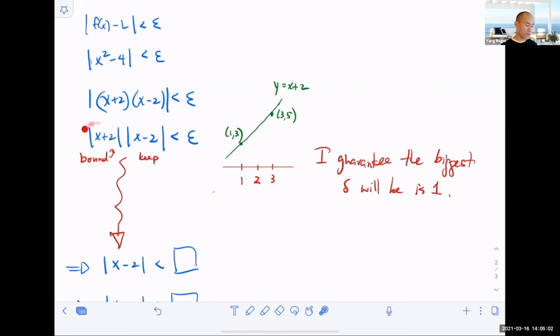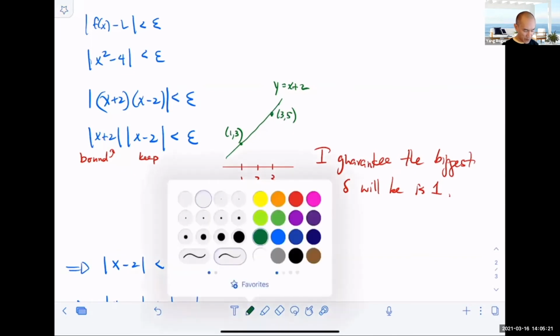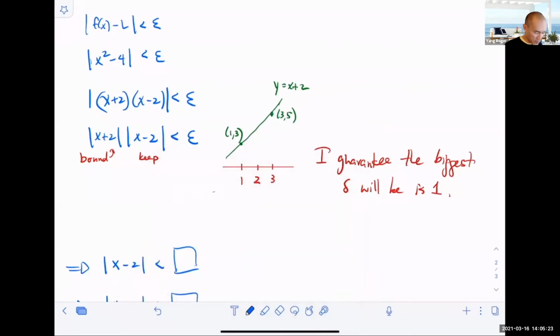So from my point of view, I have two choices. I could replace it with 3, or I could replace it with 5. And I think I want to replace it with the largest number. So really, this part will be replaced with a 5. So I'm going to come over here, delete this, and say, okay, this number is bounded by 5, so 5 times the absolute value of x minus 2 is less than epsilon.